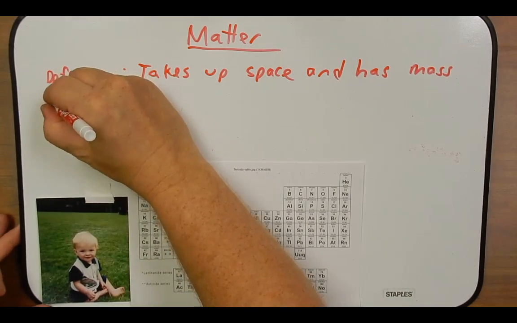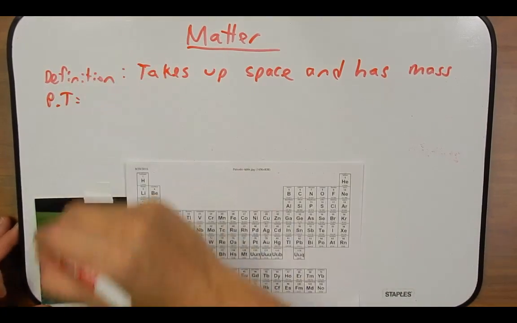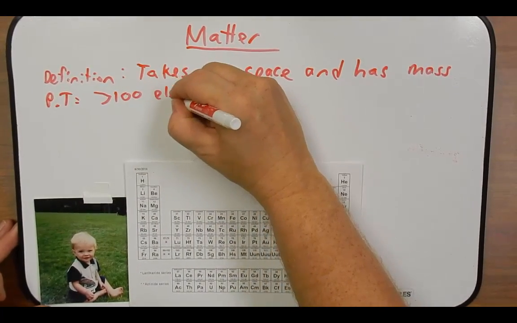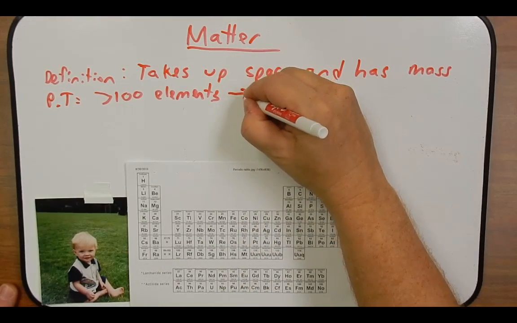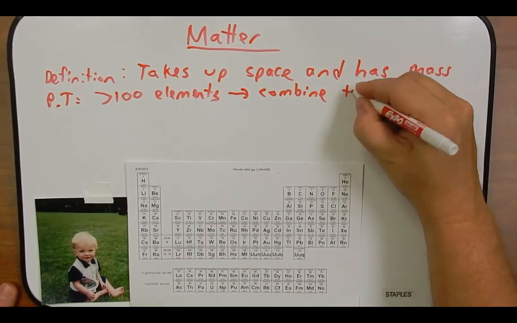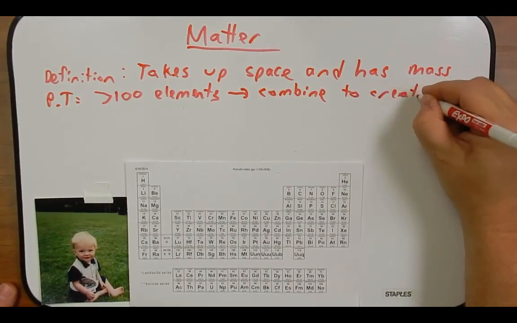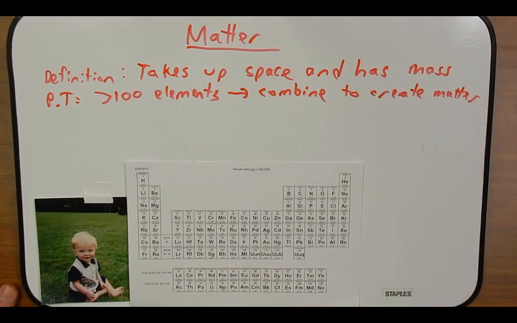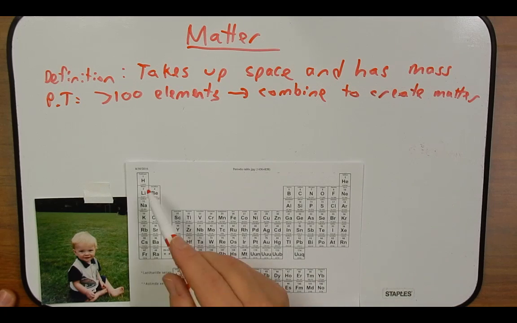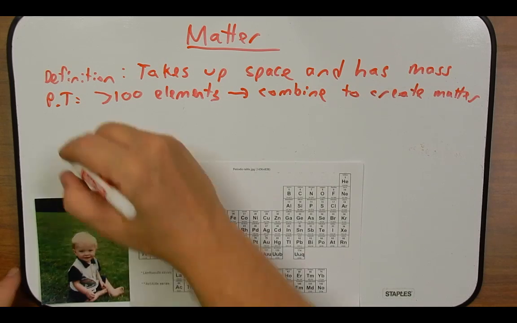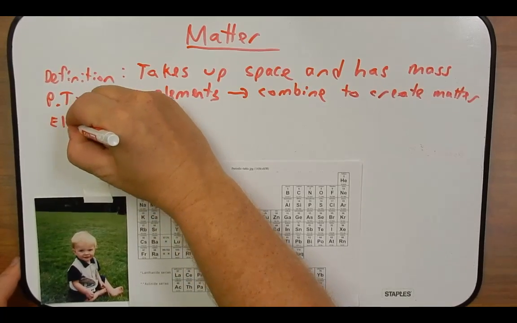So the periodic table, I'm just going to put PT to abbreviate here. It has more than 100 different elements. These different elements combine in various manners to create matter. So all the matter we see in this picture, the people, the grass, the pigeon, it's a combination of all of these elements coming together in specific combinations to create that matter. So we're talking about these elements that will go on to make up the matter.